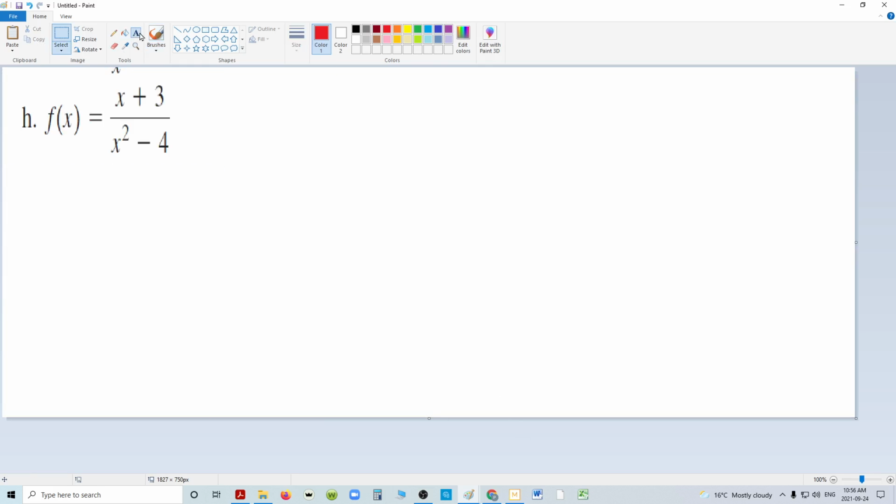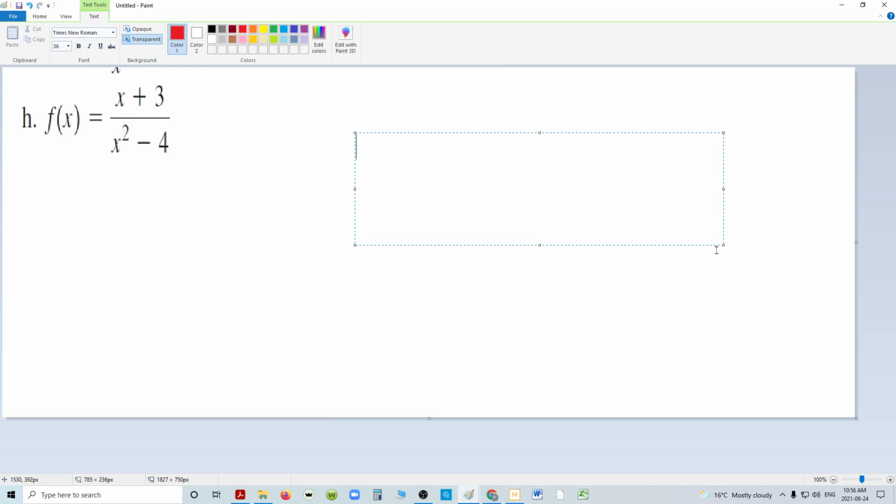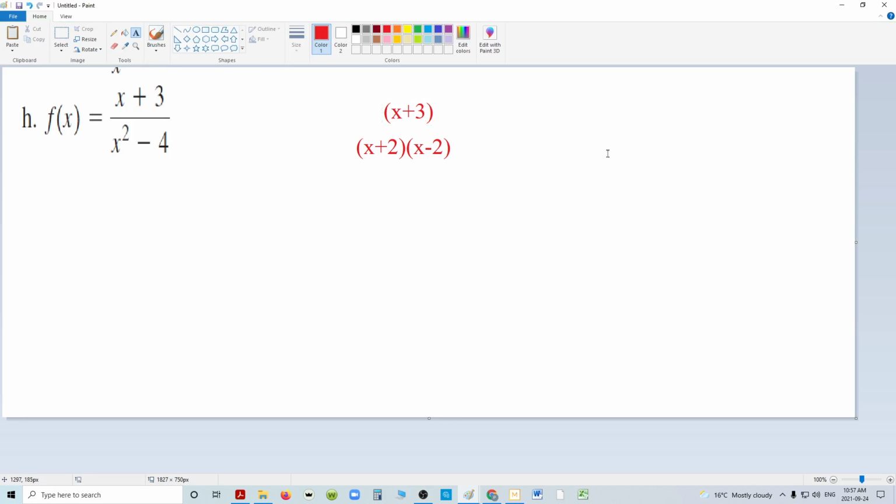Okay, it's clear the bottom can be factored to x plus 2 and x minus 2, and that it does not cancel out with the top, so we get tons of information here. First bit of information: when x is 0, you get 3 over negative 4, which means you have the y-intercept.